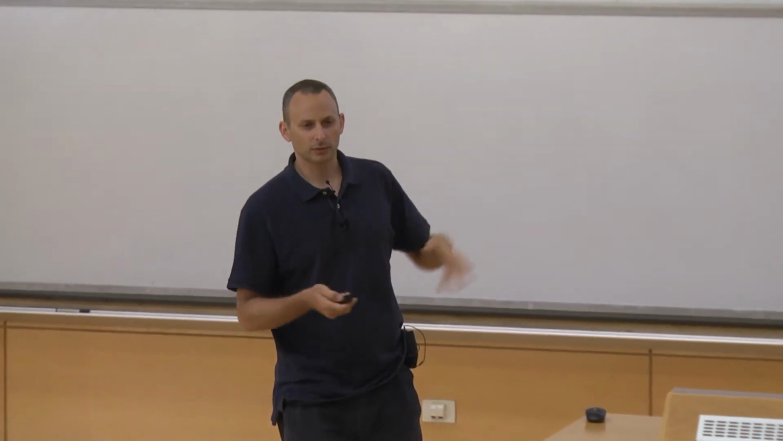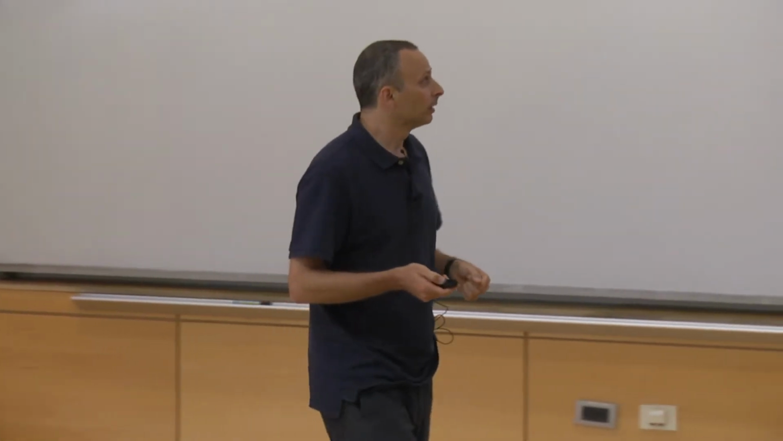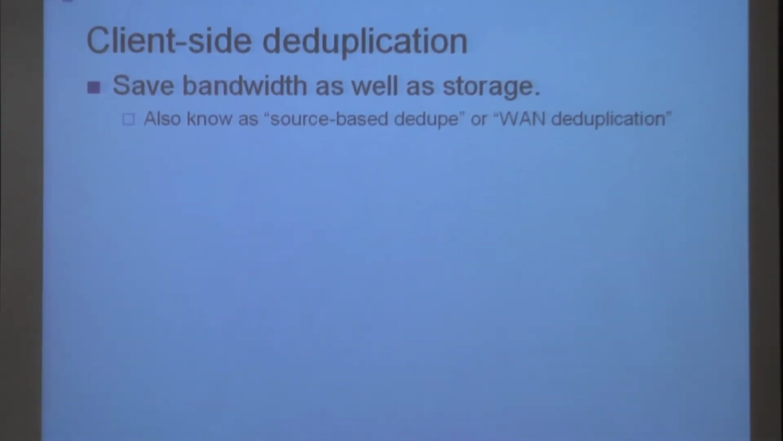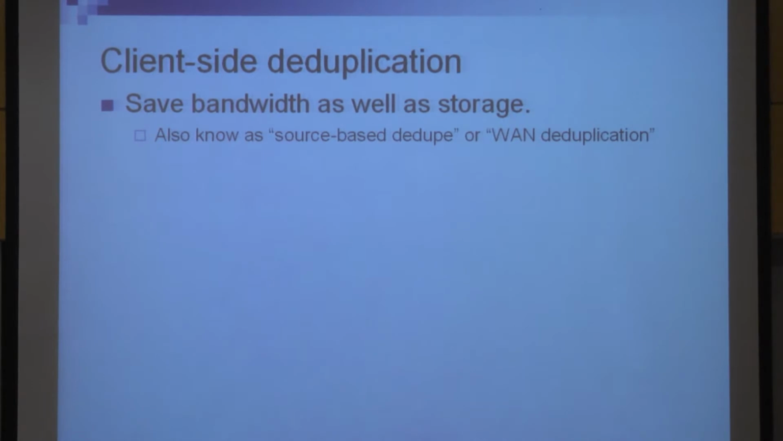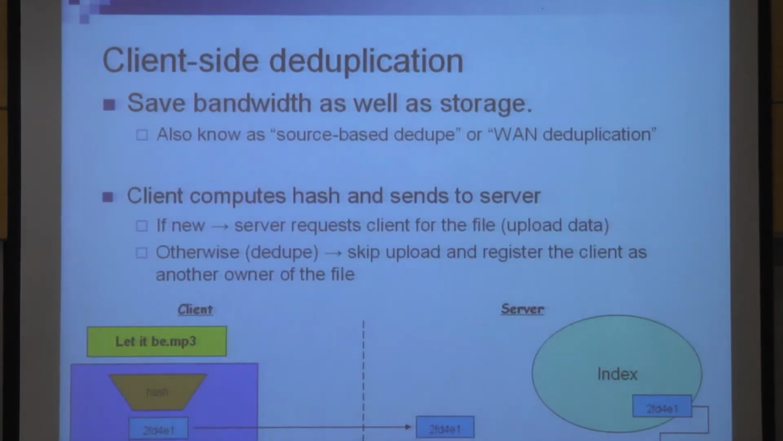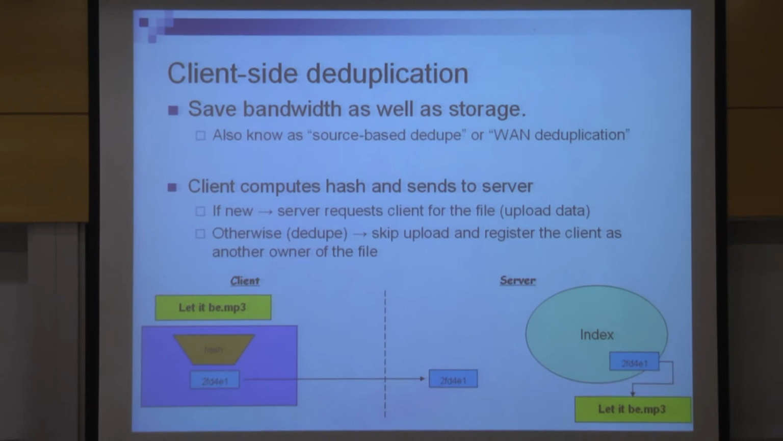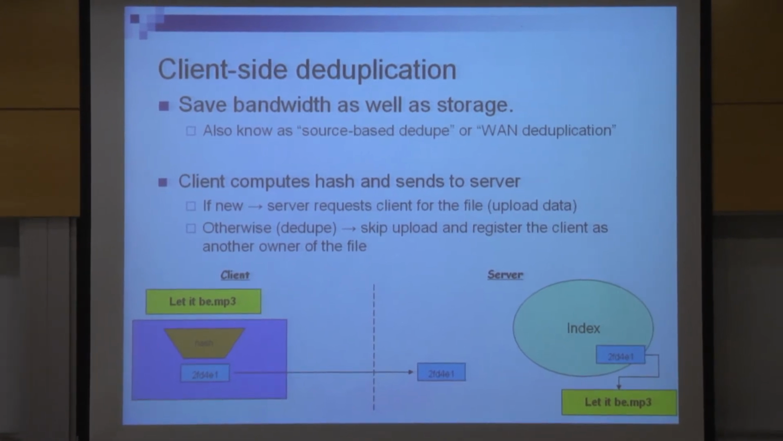Deduplication is very good for saving space. It's also used for saving bandwidth. It's another place. Actually, it's probably the more expensive resource out of the two, bandwidth rather than storage. So how do you save bandwidth? Using what is called client-side deduplication, or source-based deduplication. You hear these words around. It does the following. So the client computes the hash on its side.